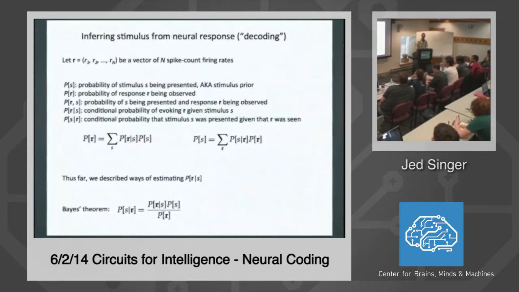Here we have P of R given S, the conditional probability that response R was observed given that stimulus S was presented, and P of S given R, the conditional probability that stimulus S was presented given that response R was observed.